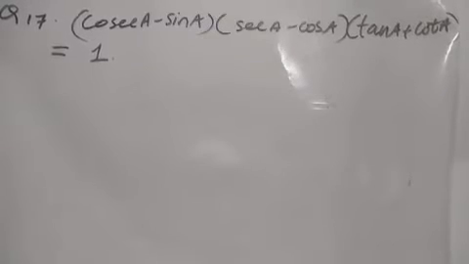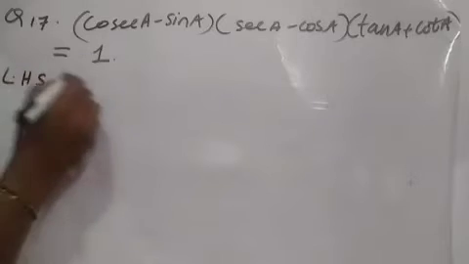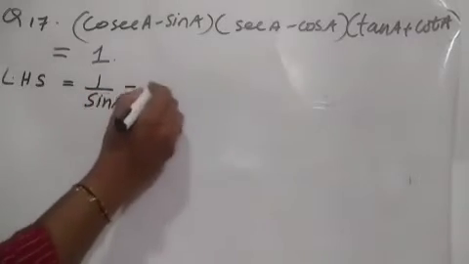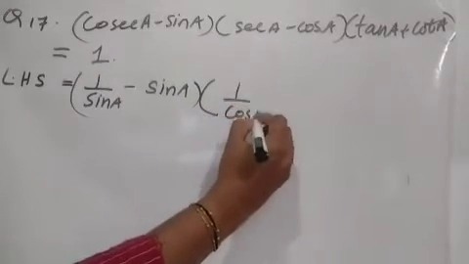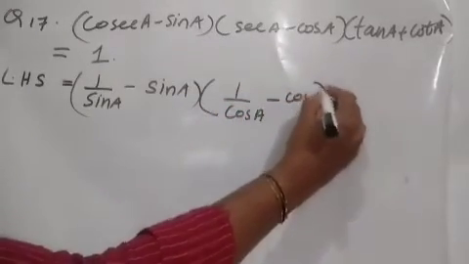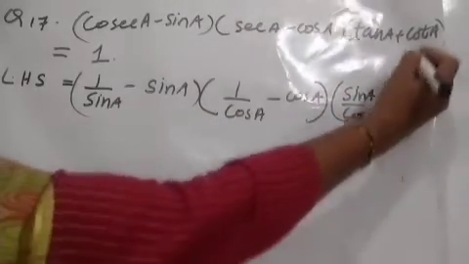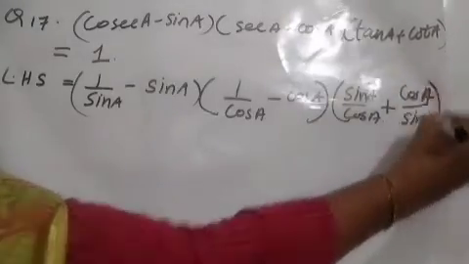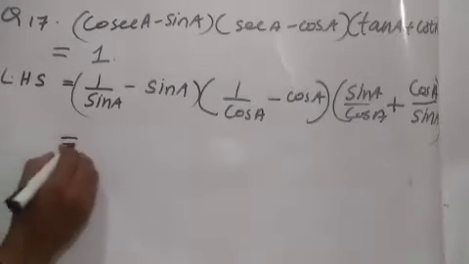Question 17. (cosec A minus sin A)(sec A minus cos A)(tan A plus cot A) gives 1. Let us simplify the left hand side. Cosec A can be replaced by 1 by sin A, minus sin A itself. Sec A is 1 by cos A, minus cos A. Tan A is sin A by cos A, plus cot A, that is cos A by sin A. Replace all these values by basic trigonometric ratios.